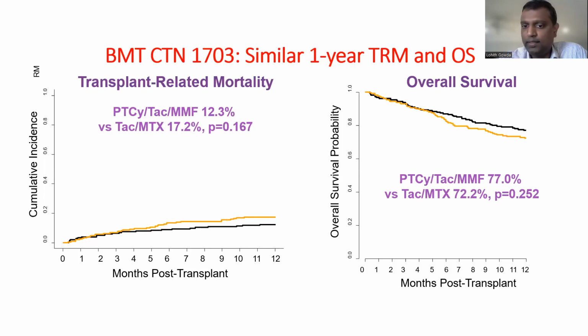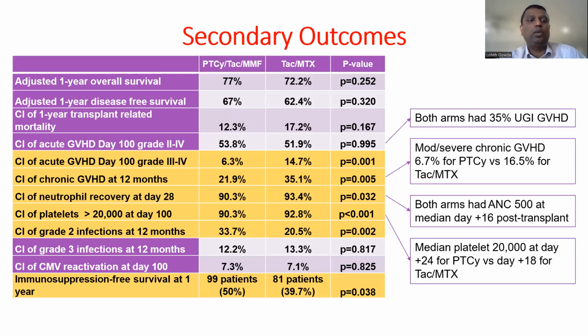Of interest to note here is that overall survival at this time point actually didn't change. It was 77% versus 72%, but remember the study endpoint was GRFS. So then people tend to ask, what about the secondary outcomes? Highlighted in purple are the ones that were not significant, and in the bright yellow are the ones that are significant. One year survival didn't change.